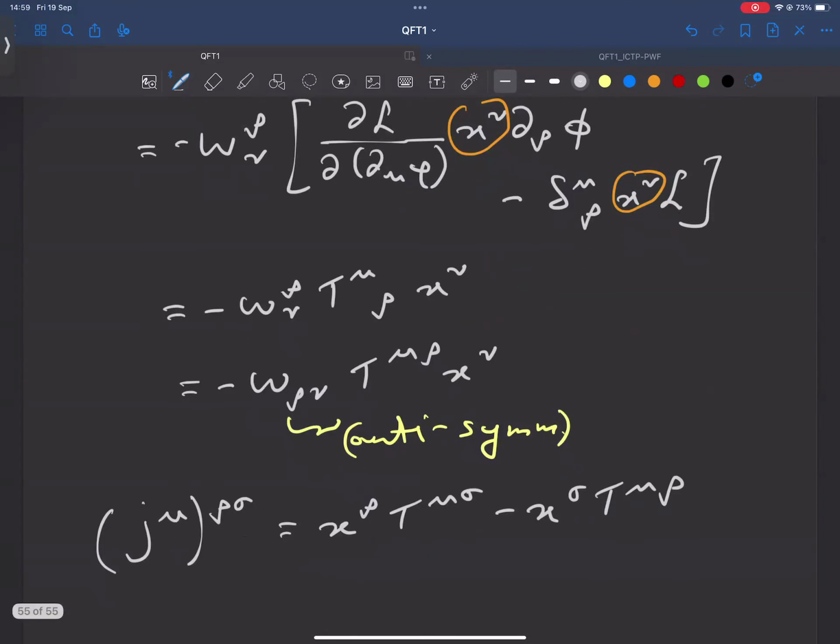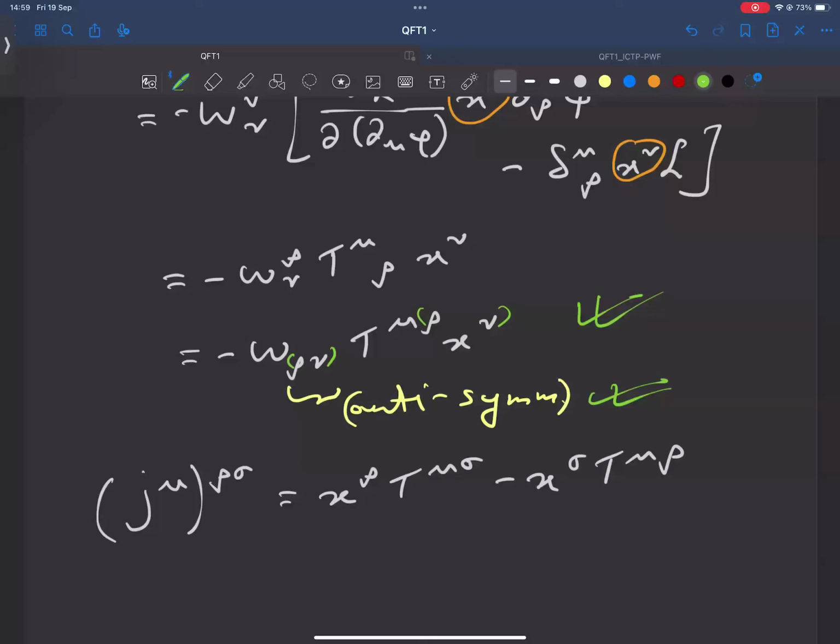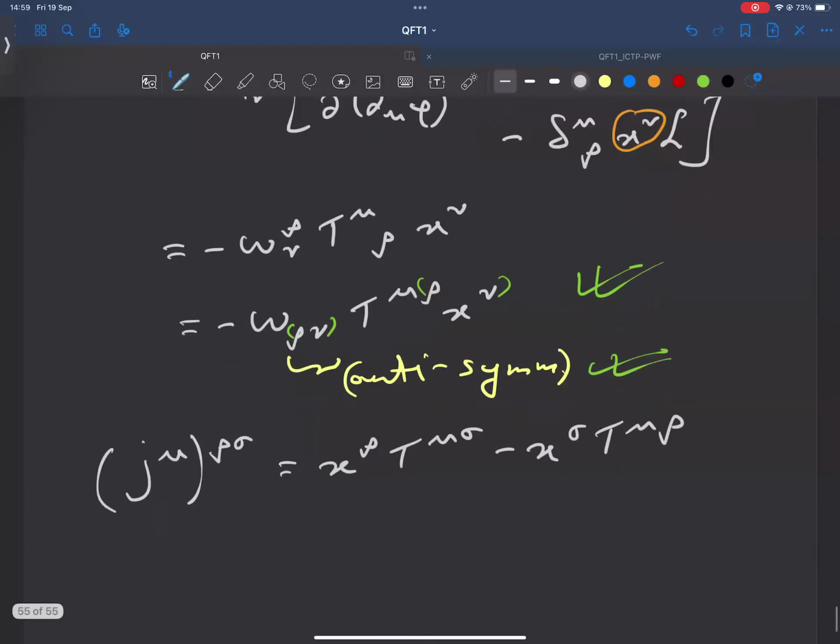Okay. So this is the current that we get from here, using the antisymmetric property of the rho nu indices. So because rho nu is antisymmetric, you will have this thing as antisymmetric in rho nu from here. So that gives you this current. Okay. And by Noether, this is conserved.